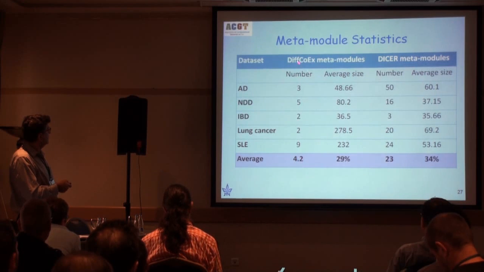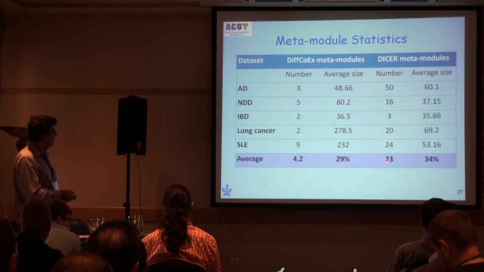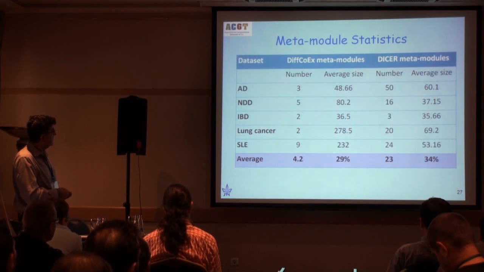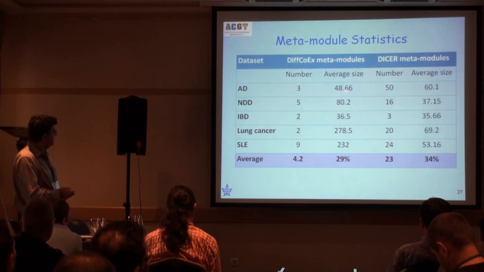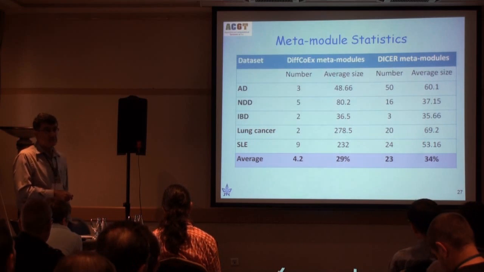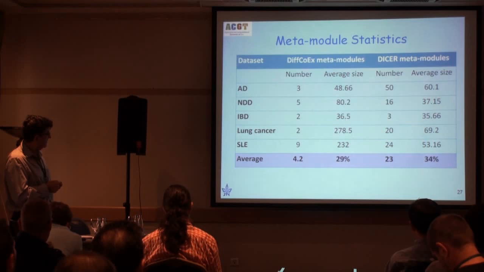On average, DIFCO-X finds about 4 modules. Dicer finds much more. In terms of coverage of the total gene set, they are about the same. The average size is smaller in Dicer, which is an advantage, as I remind you the point about the hypergeometric and the enrichment.